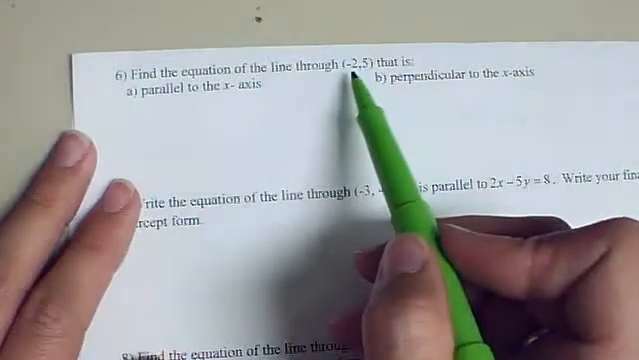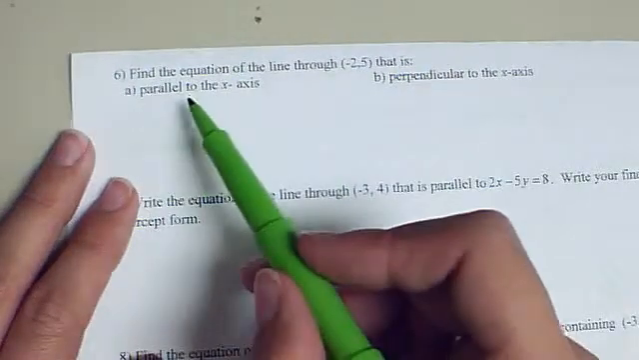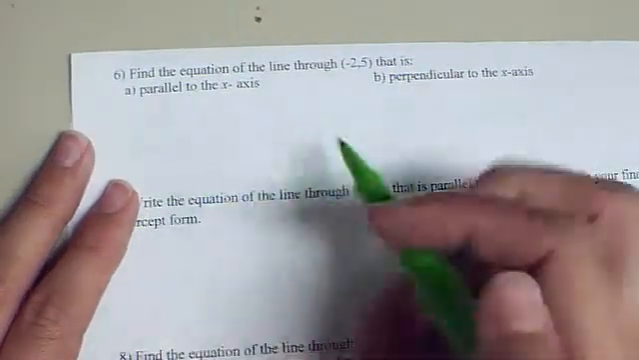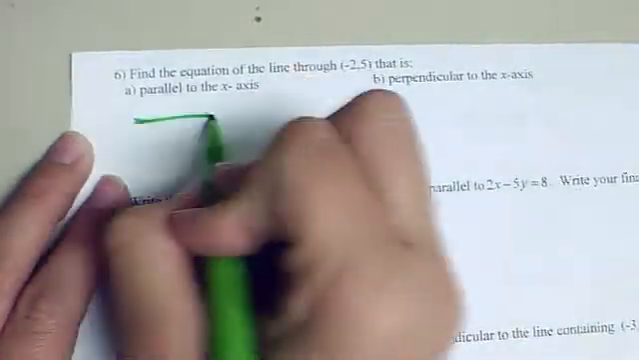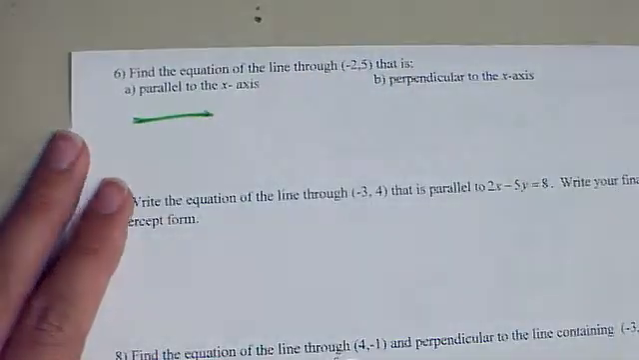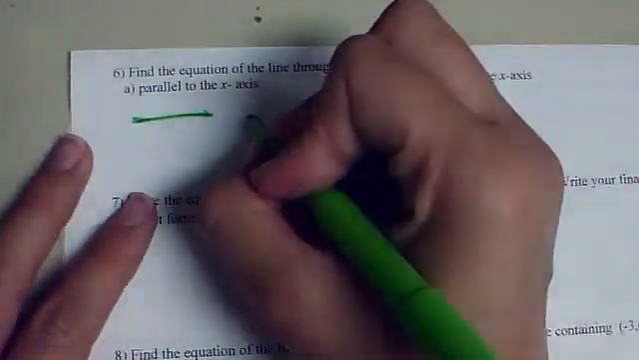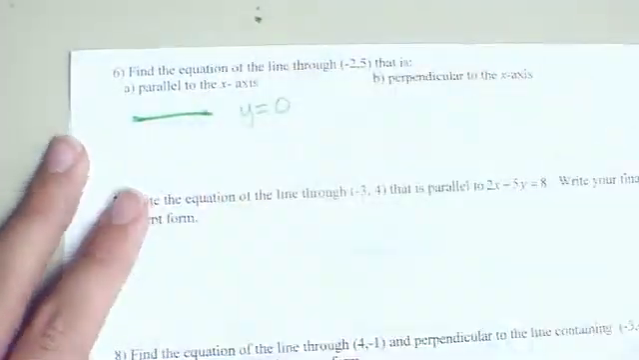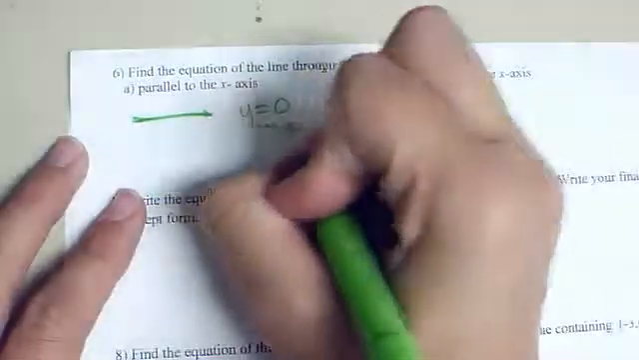Find the equation of the line through negative 2, 5 that is parallel to the x-axis. Okay, well, let's think about the x-axis. Straight across. Its slope is 0, and if we describe that line, it's y equals 0. Again, the slope is 0.